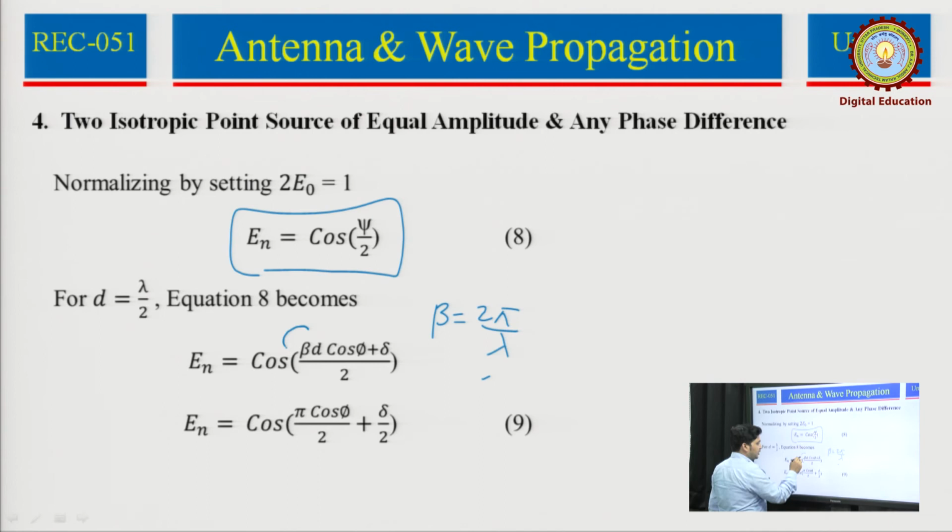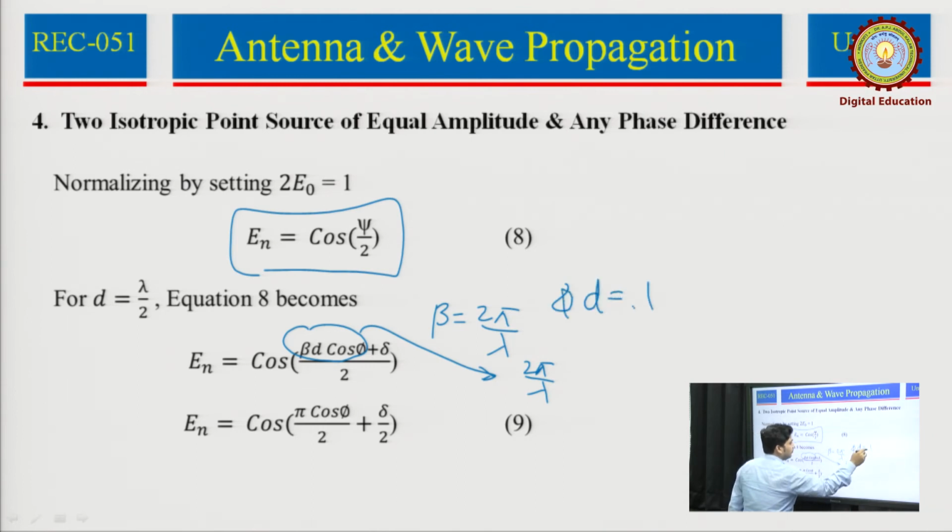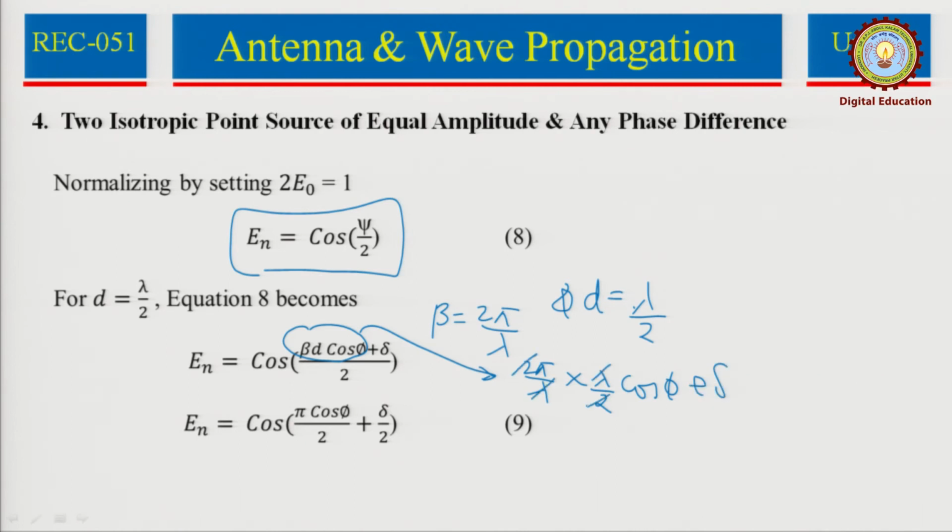So, this expression is how much? 2π by λ, and what is d? D is of the order of λ by 2, into λ by 2 cos φ plus δ. So, λ to λ cancel, 2 to 2 cancel, how much remaining? π by 2 cos φ, and δ or γ by 2. So, this is our normalized field.